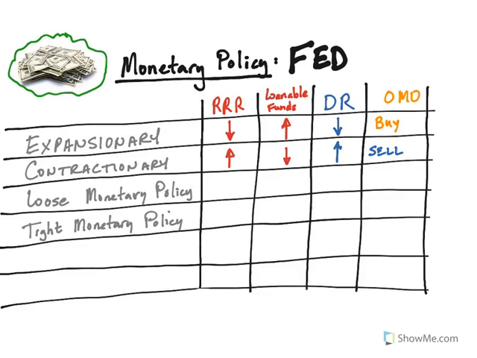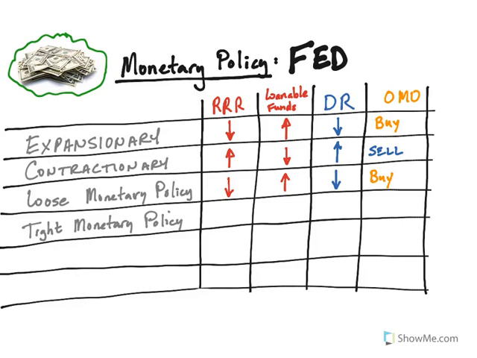So with a loose monetary policy, you want to, again, increase loanable funds. So you'll decrease the required reserve rate. You want people to get loans, so you would decrease the discount rate. You want people to have money in their hands, so you would buy the treasury bills.